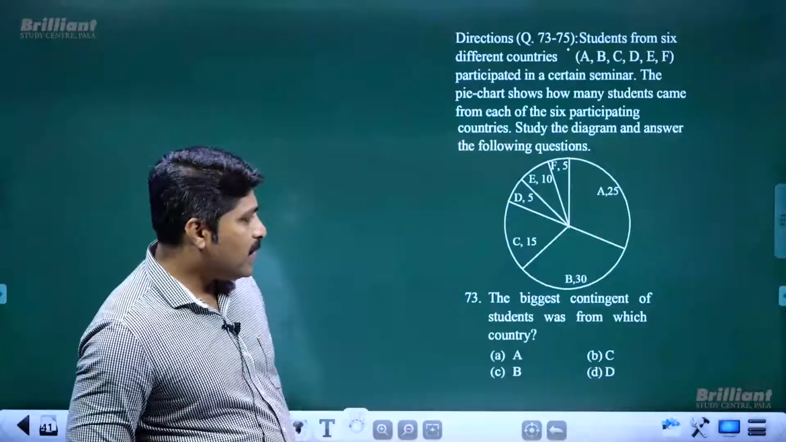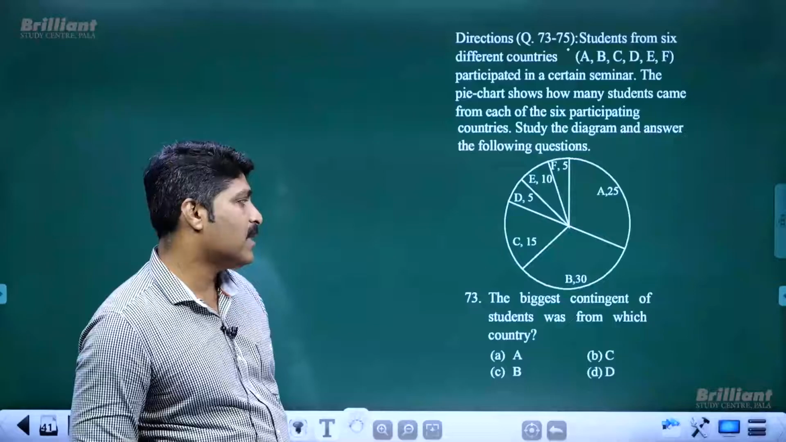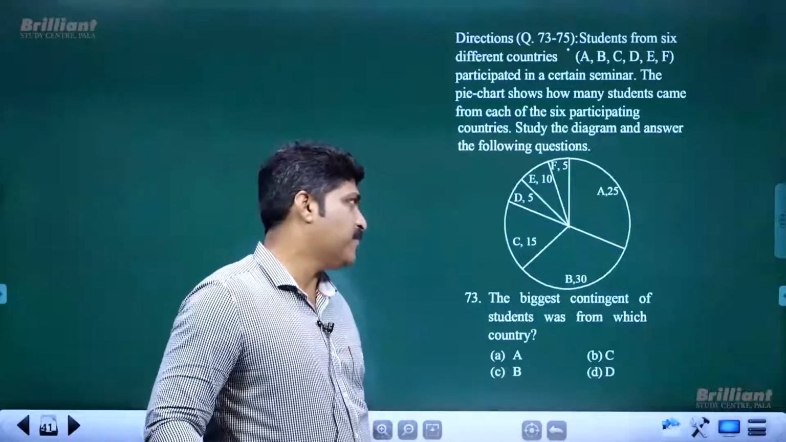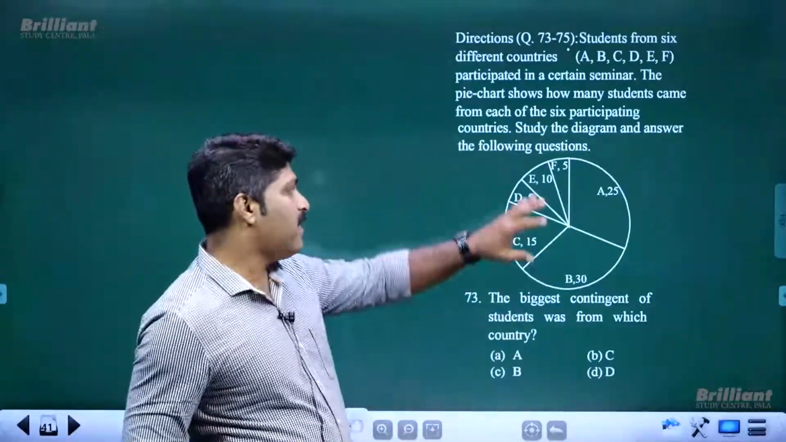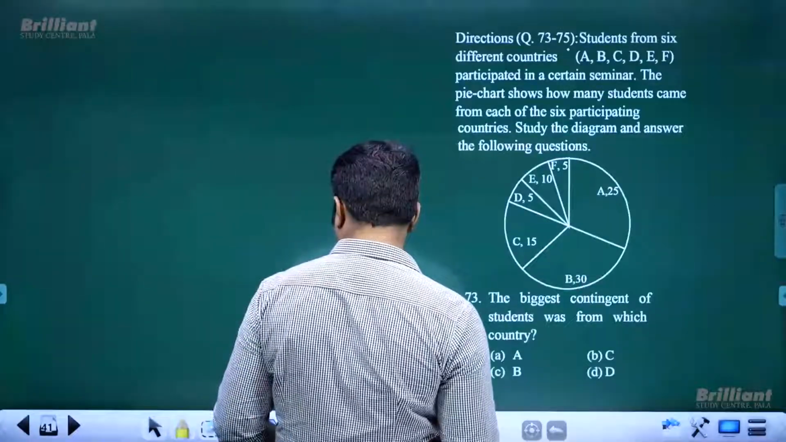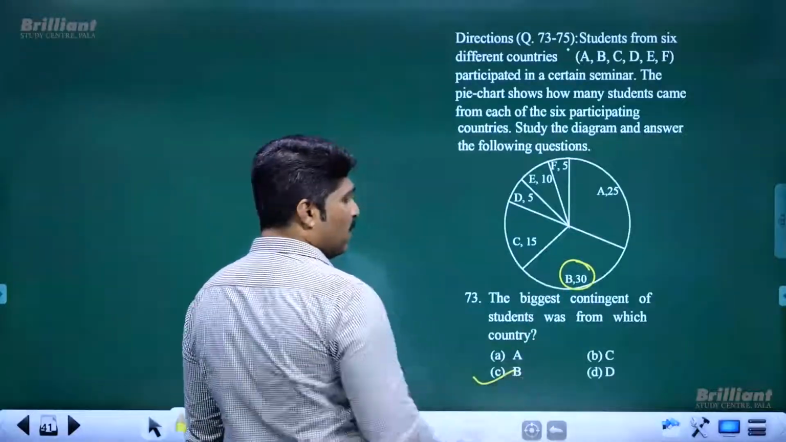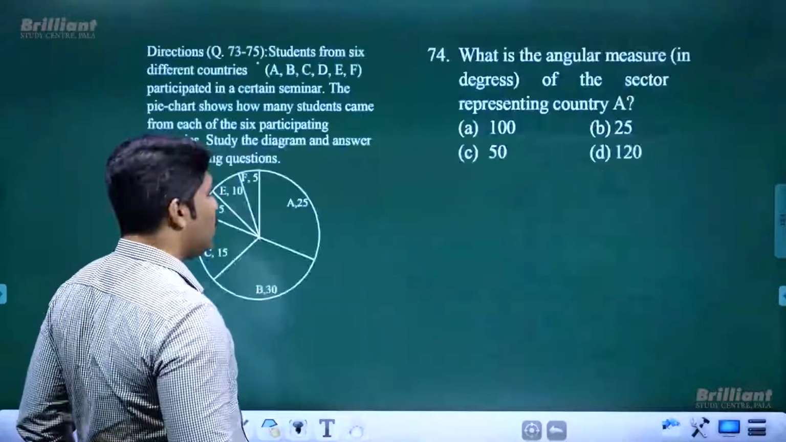Here, the biggest contingent of students was from which country? That means the highest participation is from which country here? That's an observation type of question. While observing this set, the maximum number of students participated from B. Maximum number of students participated from B. So hence, no doubt, the answer is option B. Got it? So move to the next question.